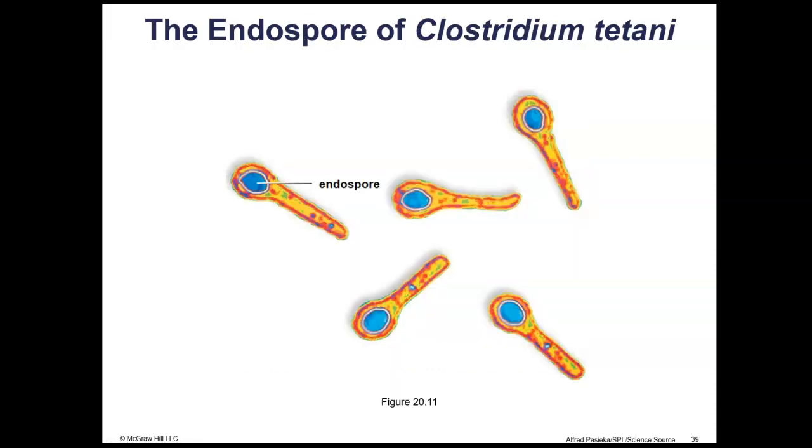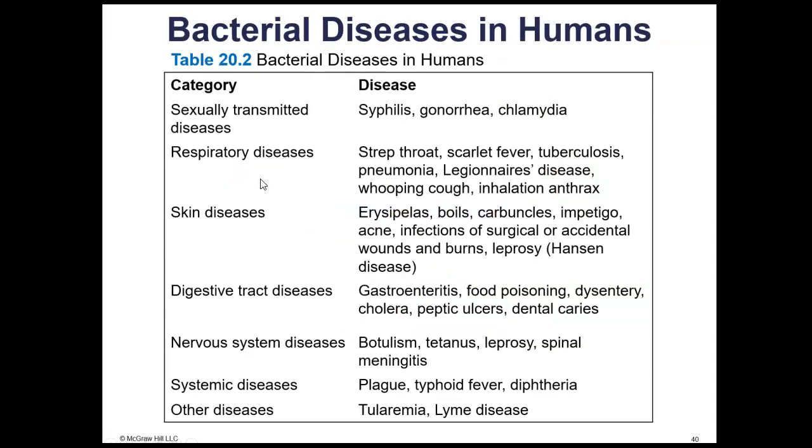These are images of the Clostridium tetani species, which causes tetanus, and notice that they form endospores. That's what an endospore looks like. And here are some bacterial diseases. Make sure that you know these STDs are bacterial, they're not viral, and they're not from a protozoan or fungus. There's syphilis, gonorrhea, and chlamydia, the most common bacterial STDs.